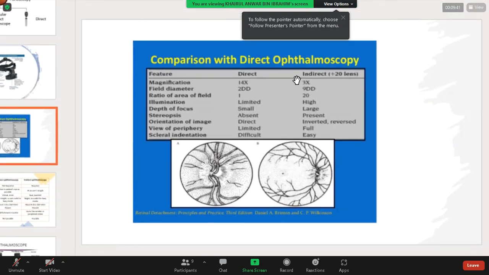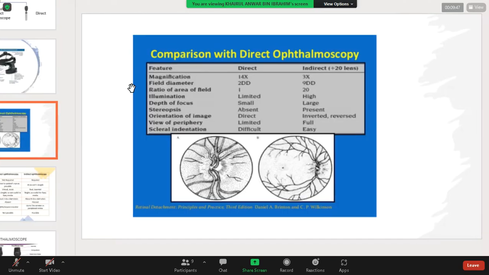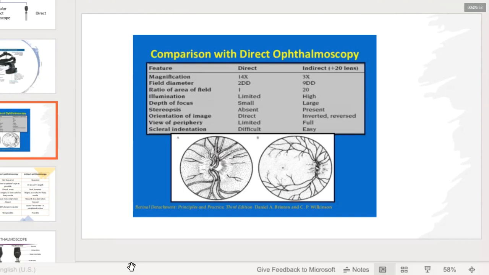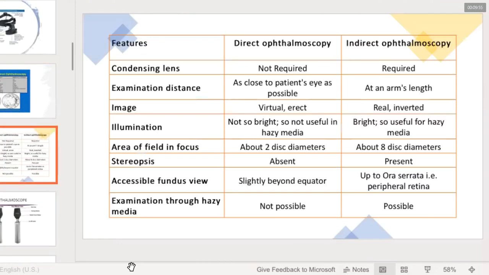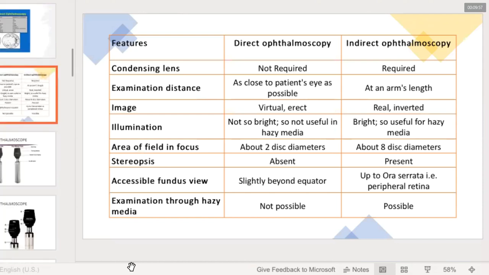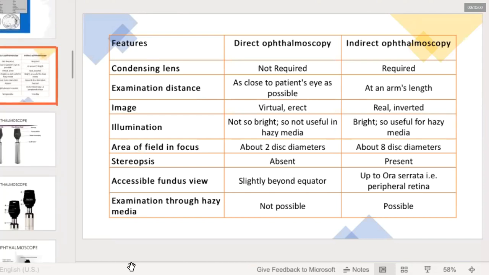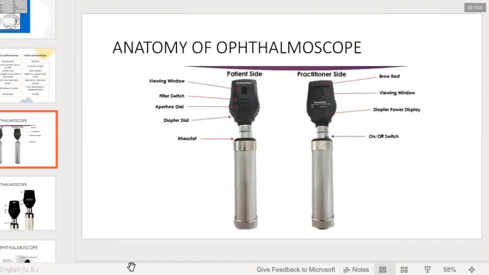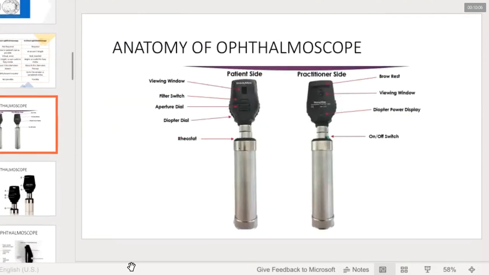So this would be the comparison between the direct ophthalmoscope and also the indirect. So our ophthalmoscope is actually the direct. The indirect would be the slit lamp and also the BIO or binocular indirect ophthalmoscope. Okay. So I think we don't have to go into detail yet on this.